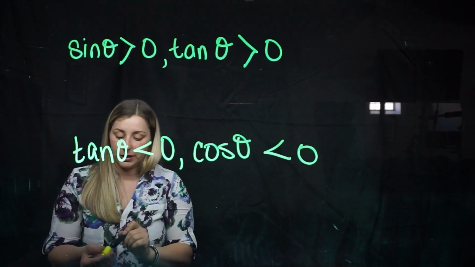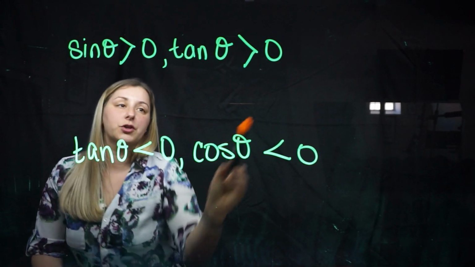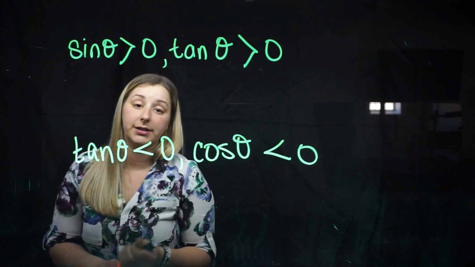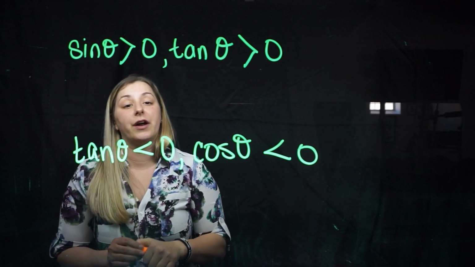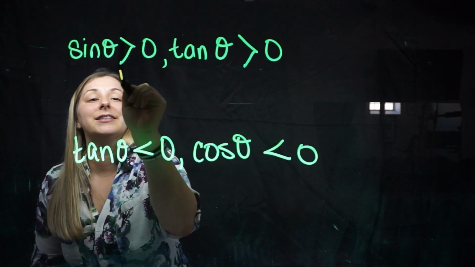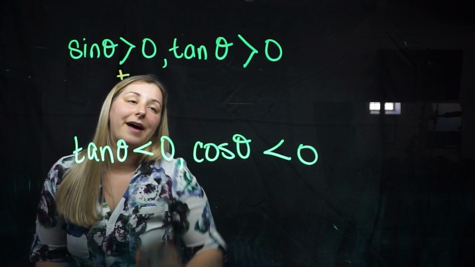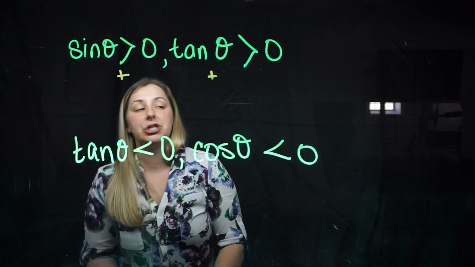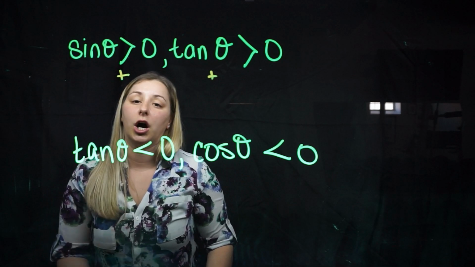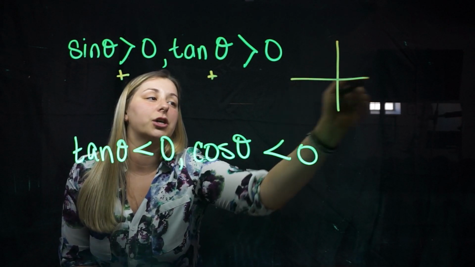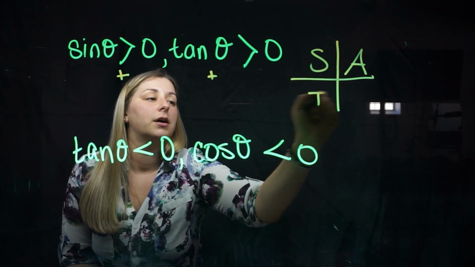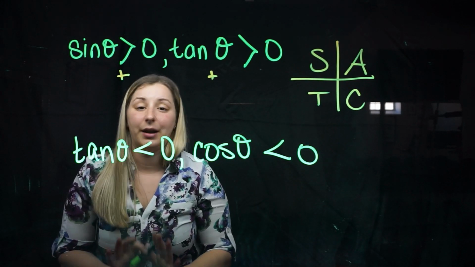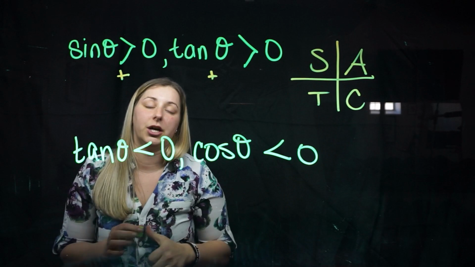Okay, so let's start with the first one. Here they're giving us inequalities that tell us that sine is greater than 0, which means your sine has to be positive. Here we have tangent is greater than 0, which means tan is also positive. So what I like to do is just rough sketch out our ASTC in the quadrants. And what I like to do is cross out where I know it cannot be. Okay, so cross elimination kind of.